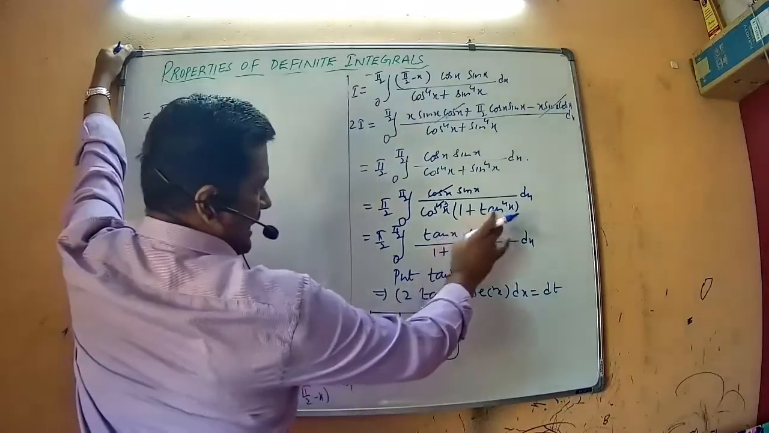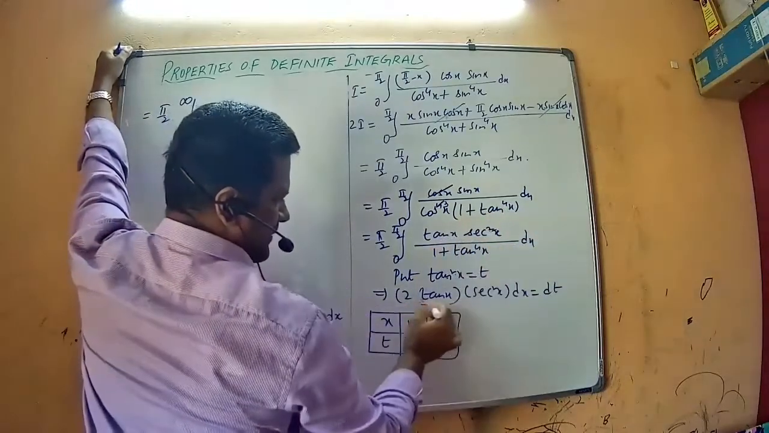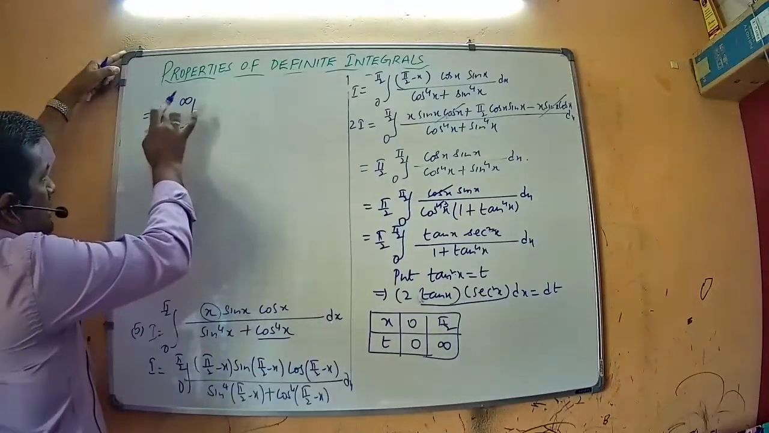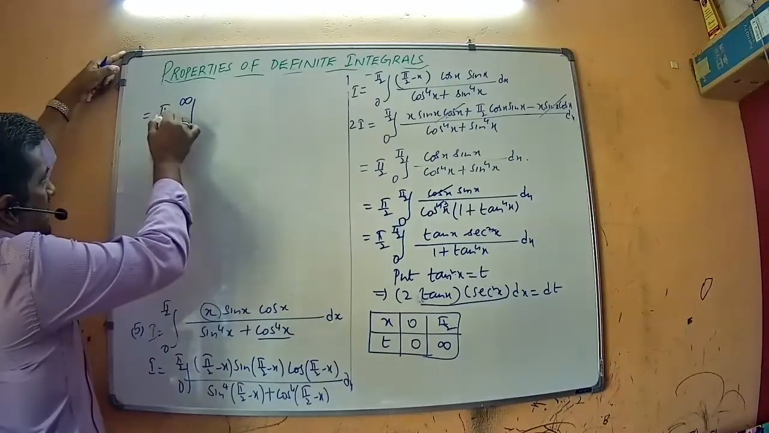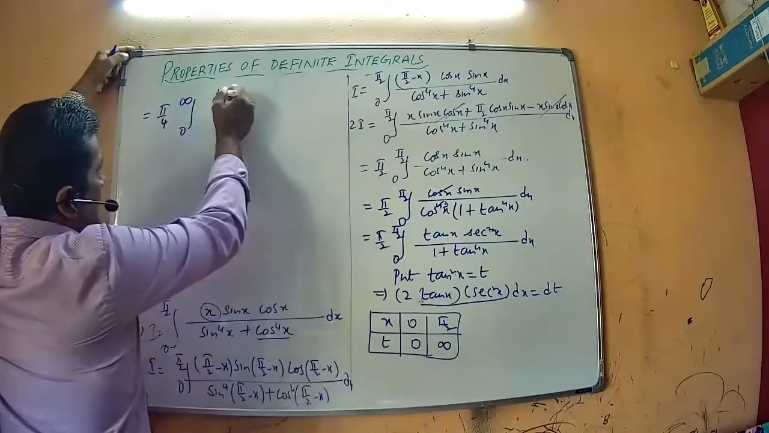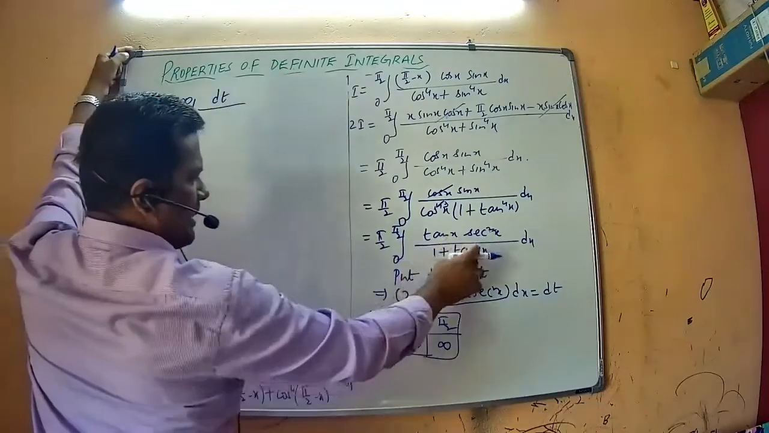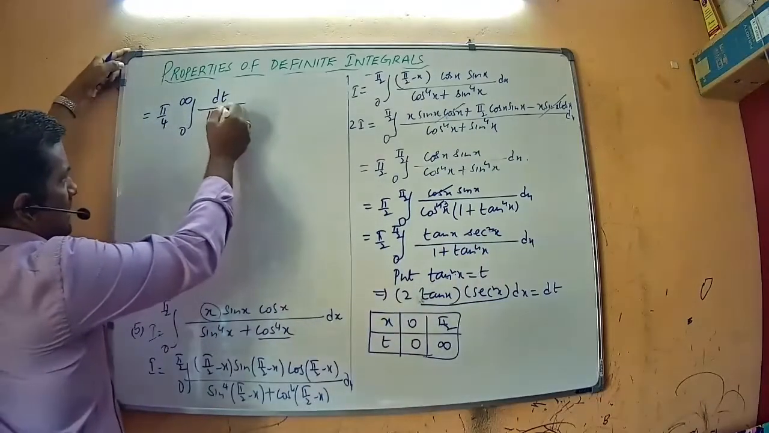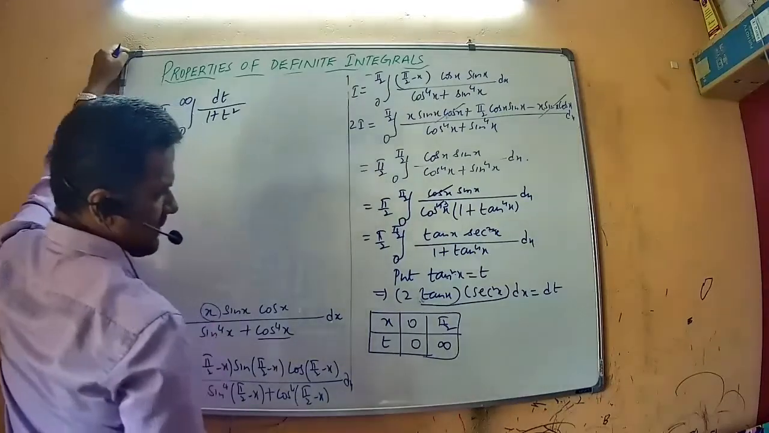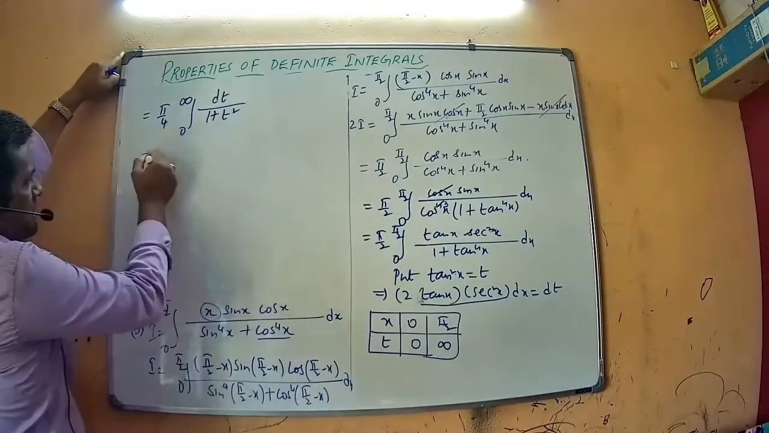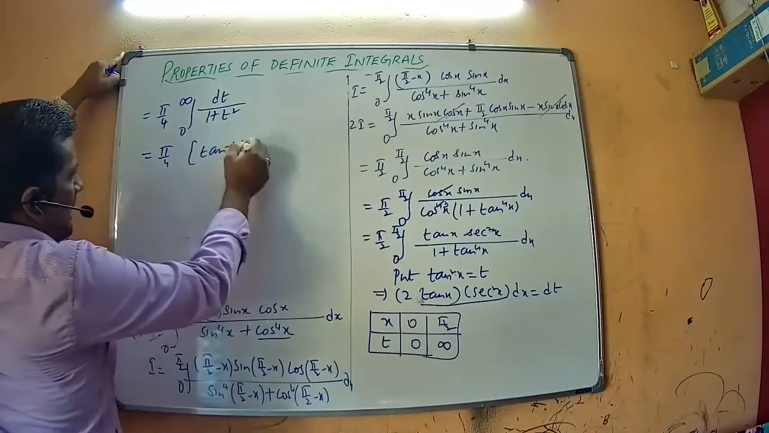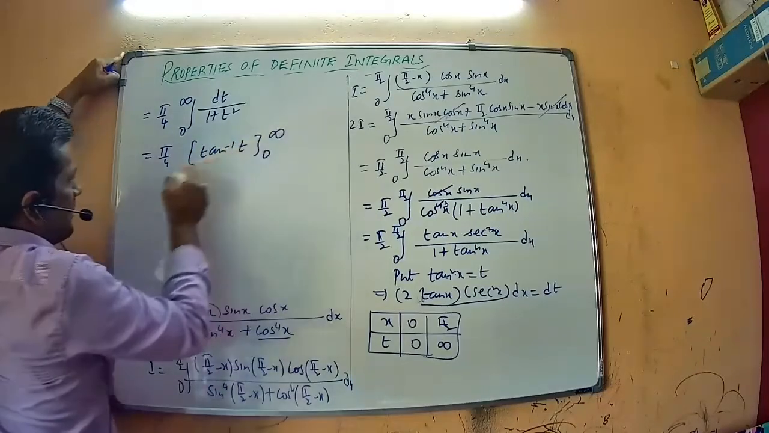Tan x into secant square x dx, from this it is 1 by 2 dt. So write 1 by 2 outside. Already pi by 2 is there, it will become pi by 4. So this is dt by 1 plus t square. 1 by 1 plus t square integrates to tan inverse t, tan inverse t within the limits 0 to infinity.